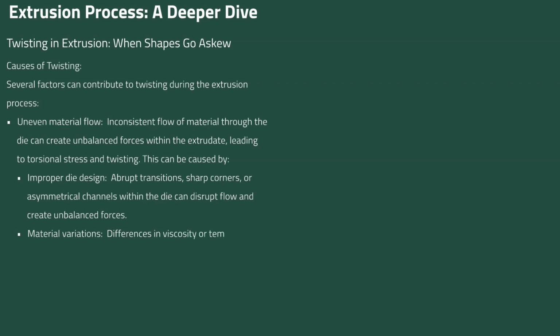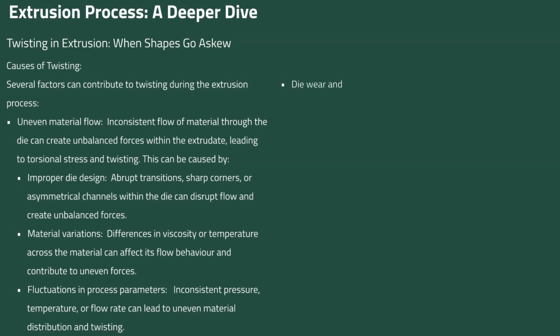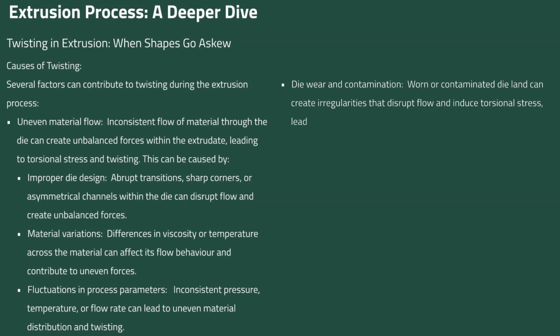Material variations: differences in viscosity or temperature across the material can affect its flow behavior and contribute to uneven forces. Fluctuations in process parameters: inconsistent pressure, temperature, or flow rate can lead to uneven material distribution and twisting. Die wear and contamination: worn or contaminated die land can create irregularities that disrupt flow and induce torsional stress, leading to twisting.